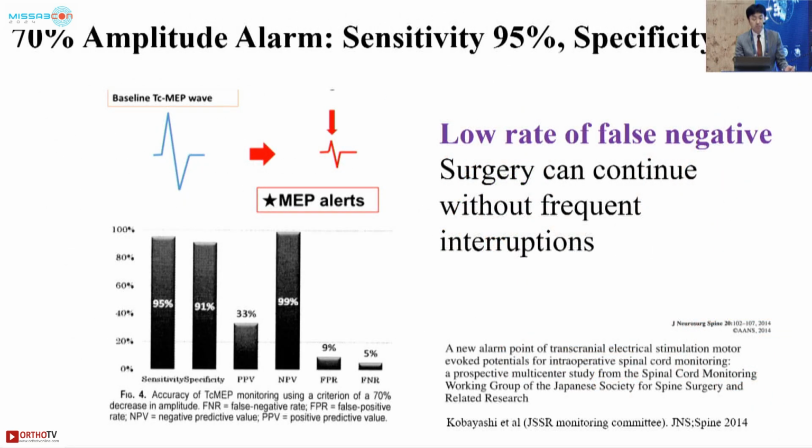The alarm threshold of a 70% decrease in MEP amplitude was established by the JSS monitoring committee. This threshold minimizes the risk of missing paralysis and allows surgery to proceed without unnecessary stoppage.